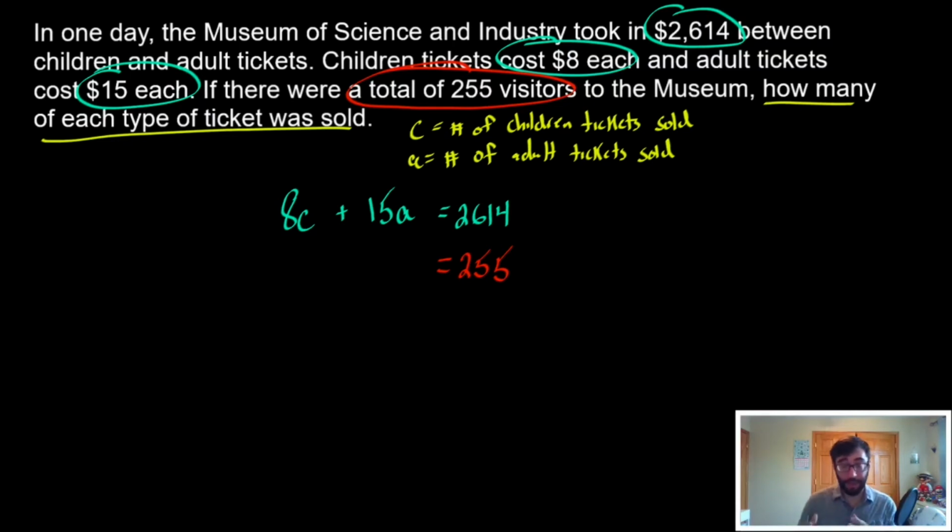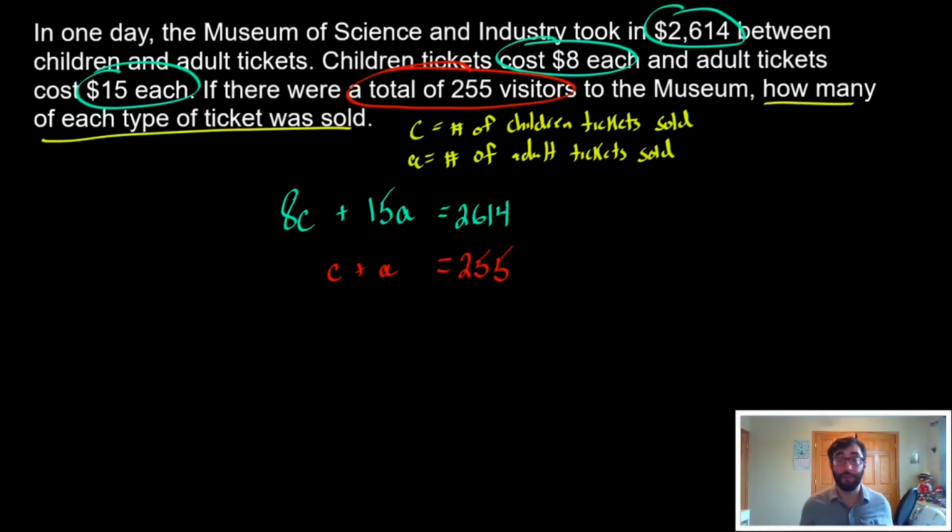Well, to get to the total number of tickets sold, I would take how many children's tickets were sold and how many adult tickets were sold and add them together. And how many of each were sold? We don't know. That's what our variables actually represent. So if I take how many children tickets were sold, which I'm saying is C, and I add that to how many adult tickets were sold, which is A, that's going to get me my total of 255 tickets, okay?